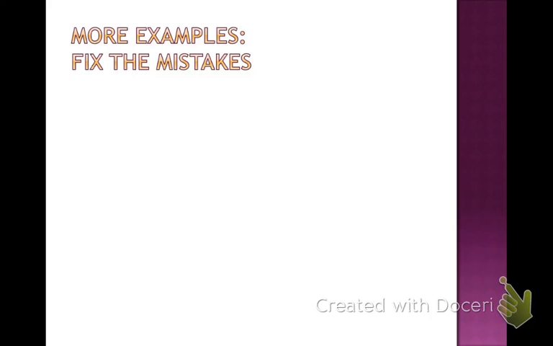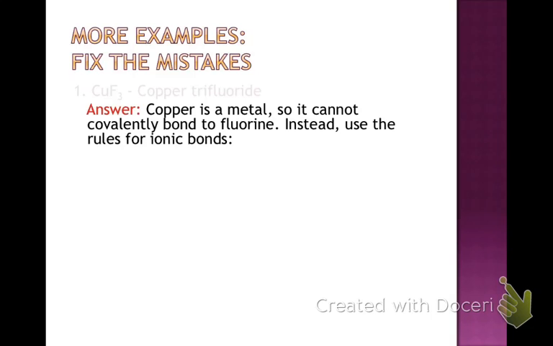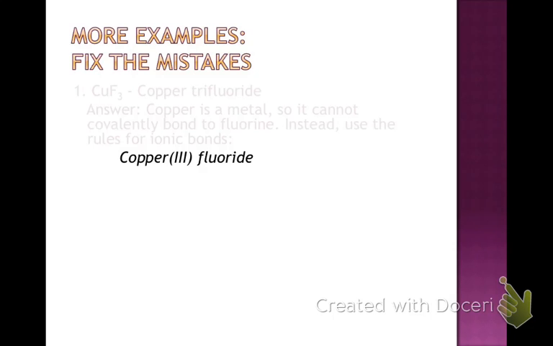Okay, so in this case, each of these examples has a mistake in it, so you have to find the mistake. Go back through your notes after I've given you the first example and check to see what the mistake is. So this first one is CuF3, copper trifluoride. Pause me, go through the notes. You should have said that copper is a metal, so it can't covalently bond to fluorine. So copper and fluorine would be an ionic bond instead. So you have to go back and use the rules for ionic bonds, and that's copper(III) fluoride.